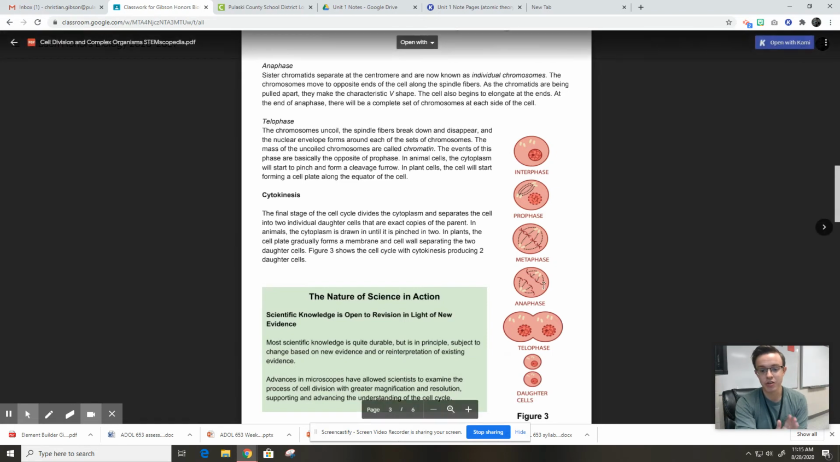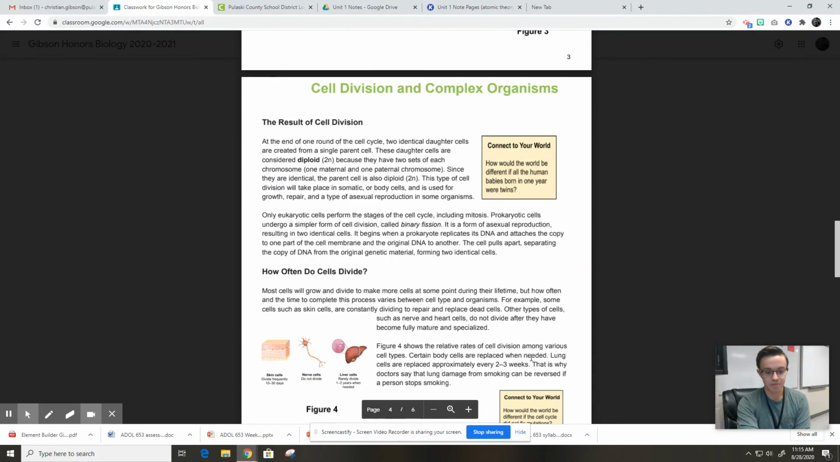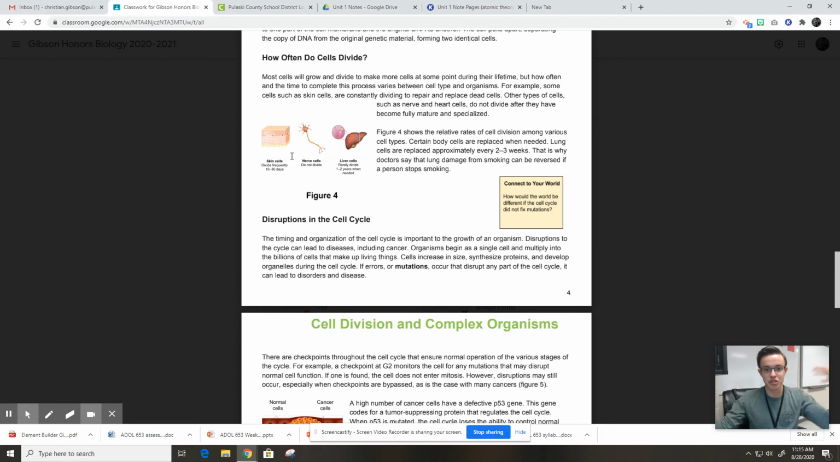Very simple. So here you can see a picture of all of those, interphase, and then PMAT, and then the 2 daughter cells after cytokinesis. All right, now how do we go from that to all of these super specialized cells? You have so many different kinds of cells all over your body you don't even know, like skin cells, liver cells, nerve cells, heart cells, eyeball cells, all those.